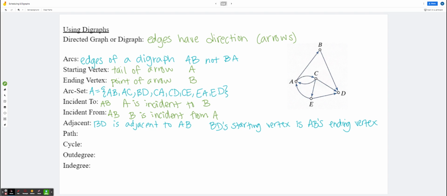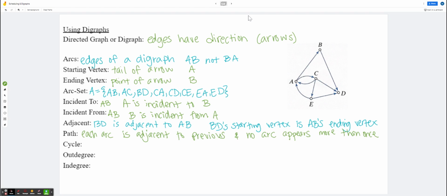Next, we have a path. A path is very similar to what we talked about with regular graphs, except that you can only travel one direction along the arc. The specific definition of a path is that each arc is adjacent to the previous arc, and we cannot repeat arcs. So each arc is going to start where the previous arc ended, and we're not going to repeat arcs.